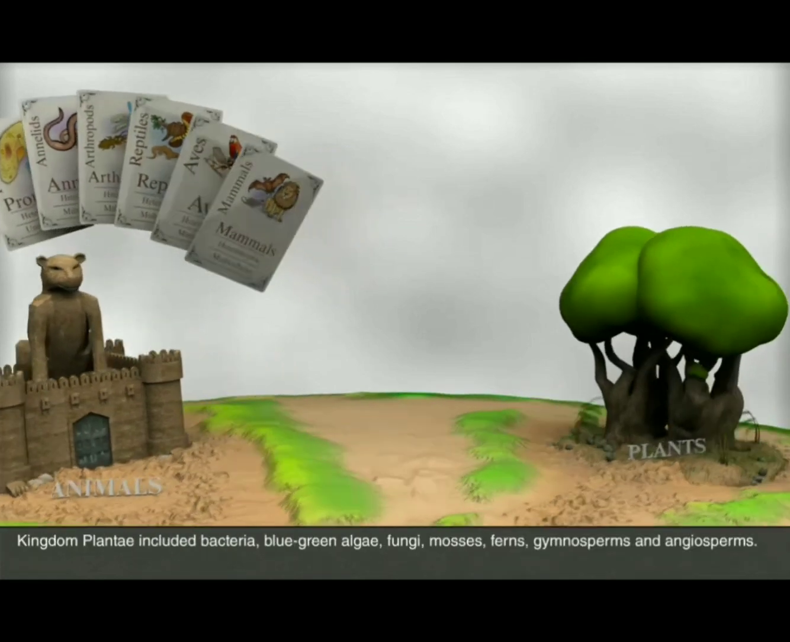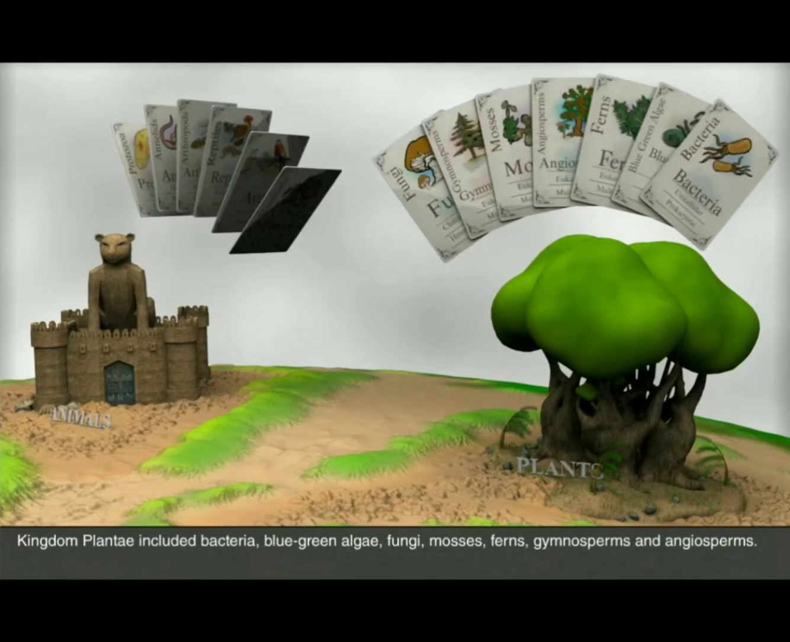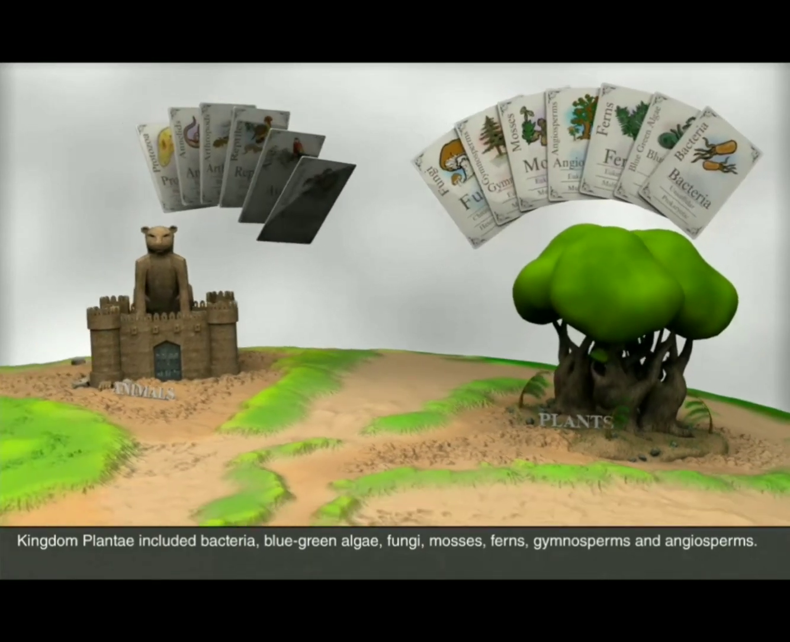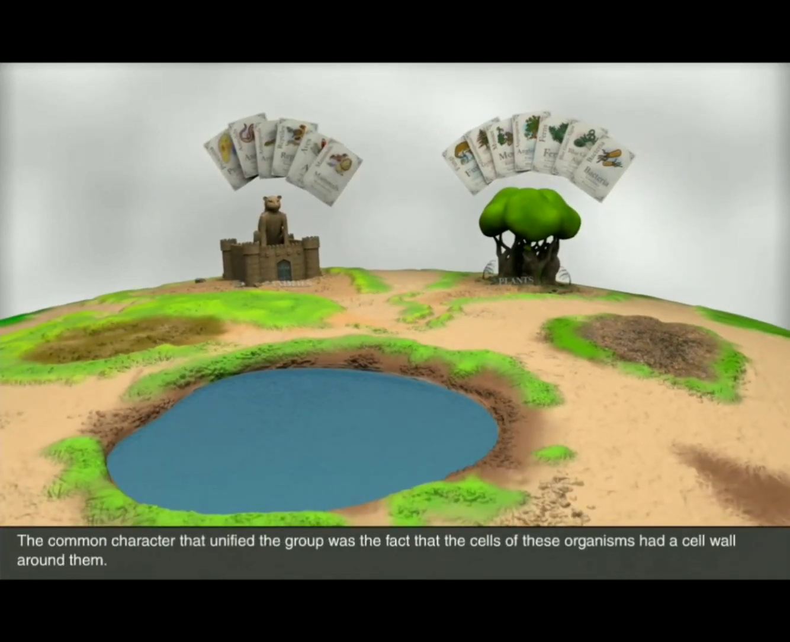Kingdom Plantae included bacteria, blue-green algae, fungi, mosses, ferns, gymnosperms, and angiosperms. The common character that unified the group was the fact that the cells of these organisms had a cell wall around them. The cells were mostly eukaryotic. Most of these organisms were autotrophic and multicellular.